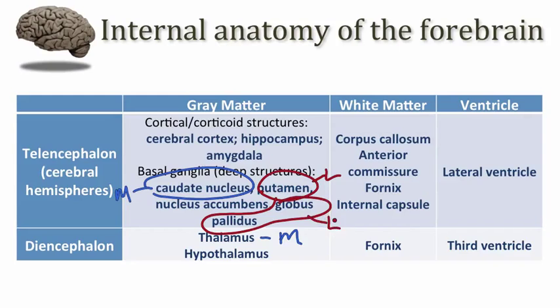Now, what about the nucleus accumbens, you might ask? Where would we find that? Well, the nucleus accumbens is really neither medial nor lateral. I would say it's actually inferior to the internal capsule. And you'll see what I mean when we look through sections of the brain. Let's do that now.